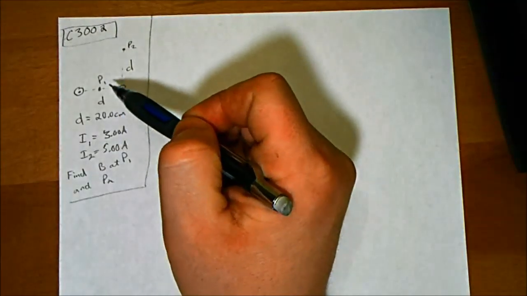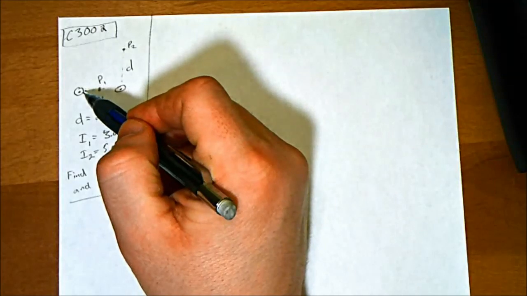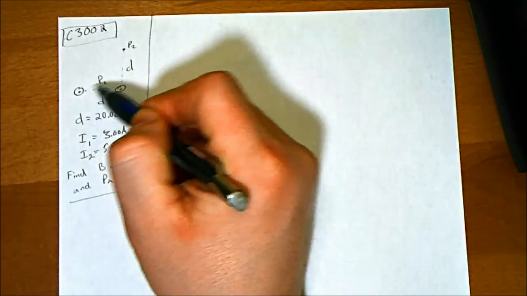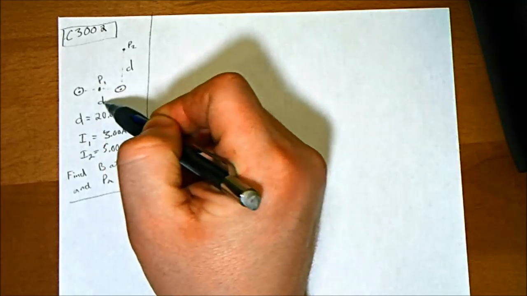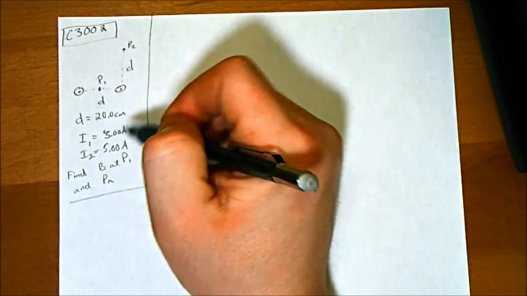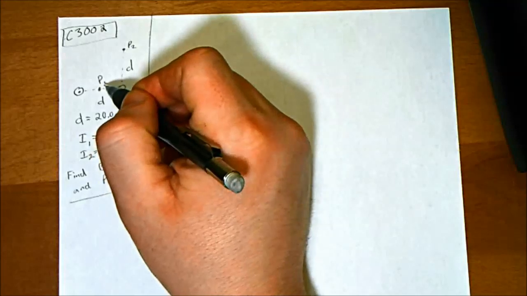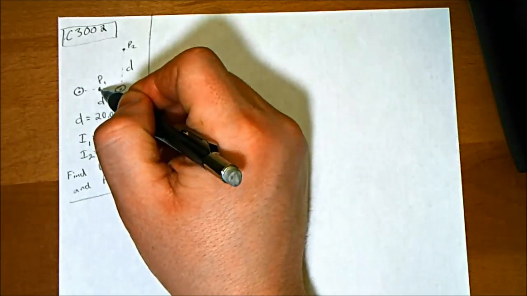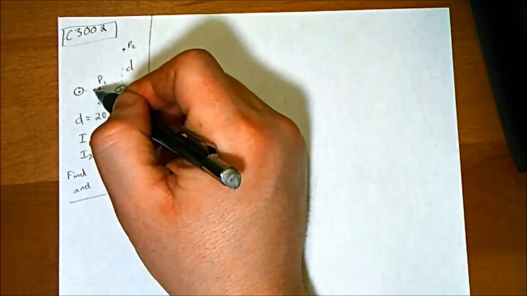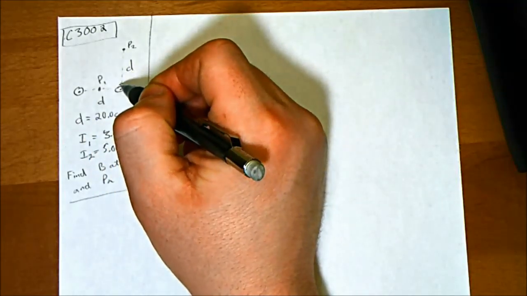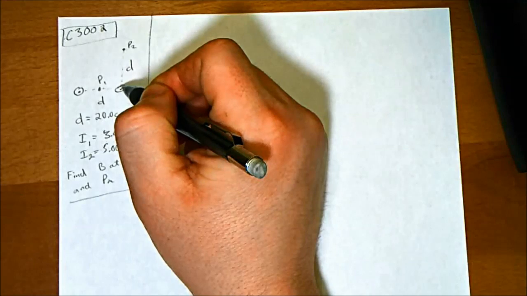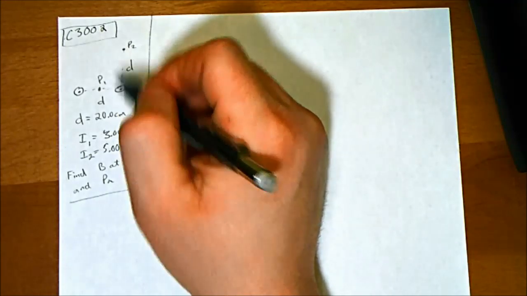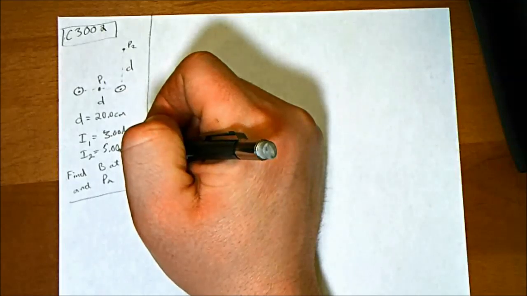In this problem, you have two wires carrying two different currents, and they're both coming out of the plane of the page. They're separated by some distance d, and we're asked two parts of this problem. First, we're asked to find the total magnetic field at point P1, which is halfway between the two wires, and then we are asked to find the magnetic field at point P2, which is a distance d above the wire on the right. We call that carrying current I2.